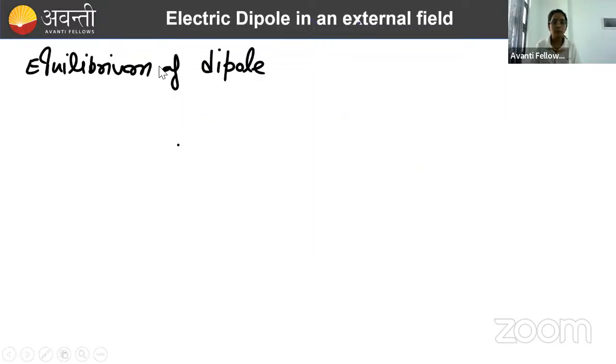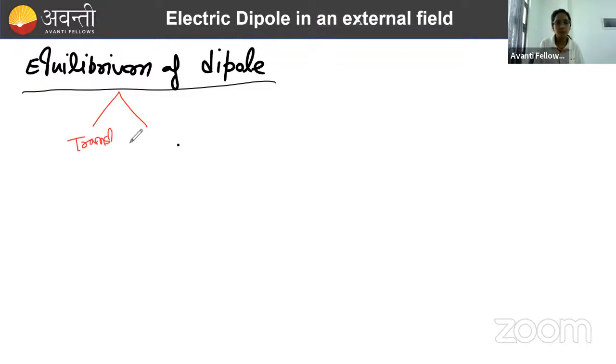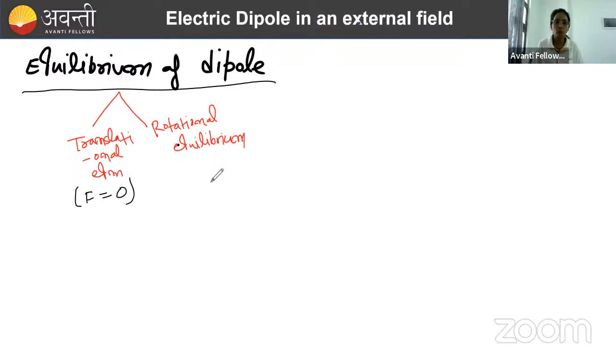Now, the equilibrium of a dipole is something I wanted to discuss a bit. Equilibrium of anything means there are two types of equilibrium. One is translational equilibrium, and another is rotational equilibrium. Translational equilibrium happens when, as we have already studied in mechanics, the net force acting on the body is zero, and rotational equilibrium happens when the torque is zero. So in the case of a dipole, when will it be in translational equilibrium?